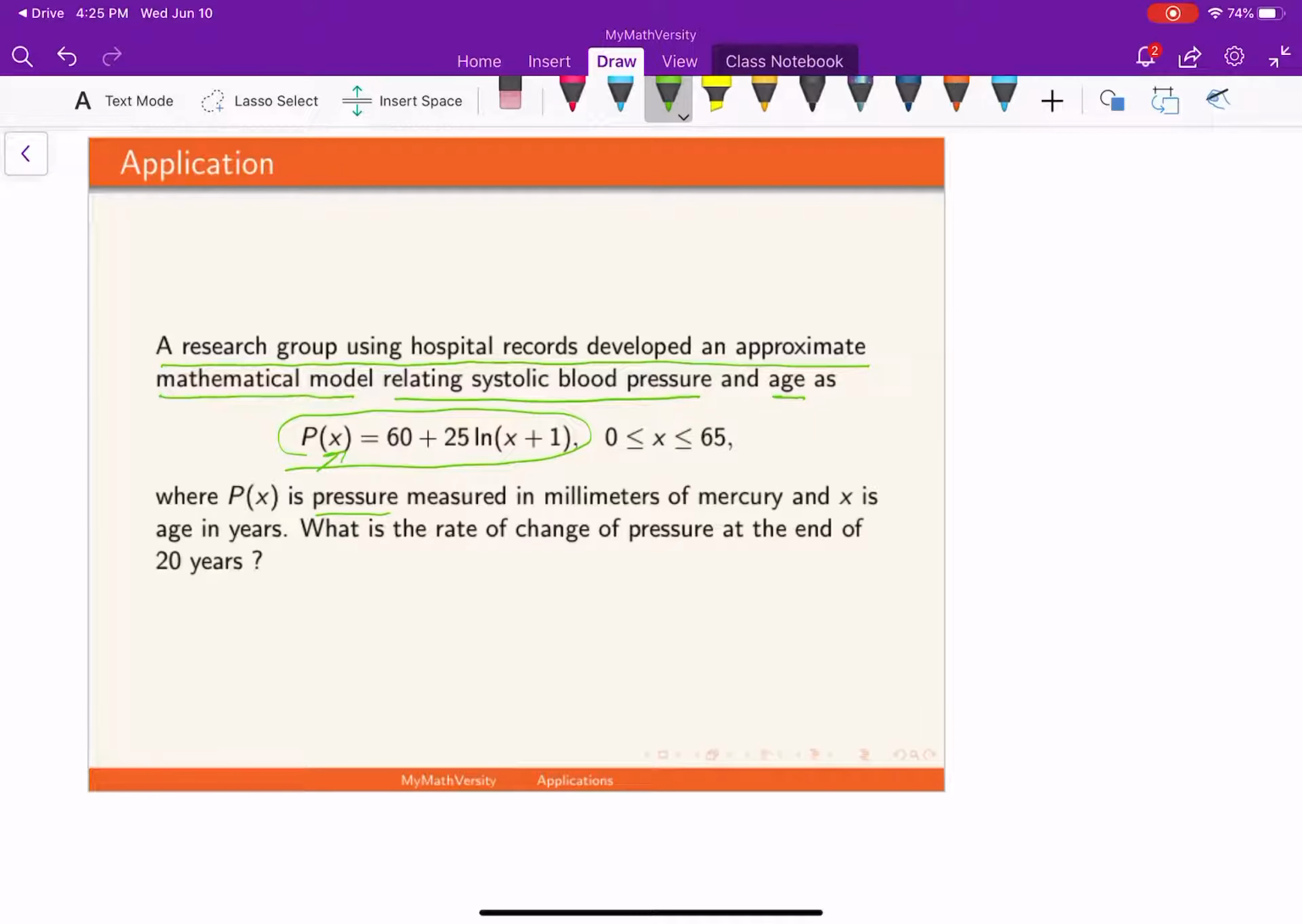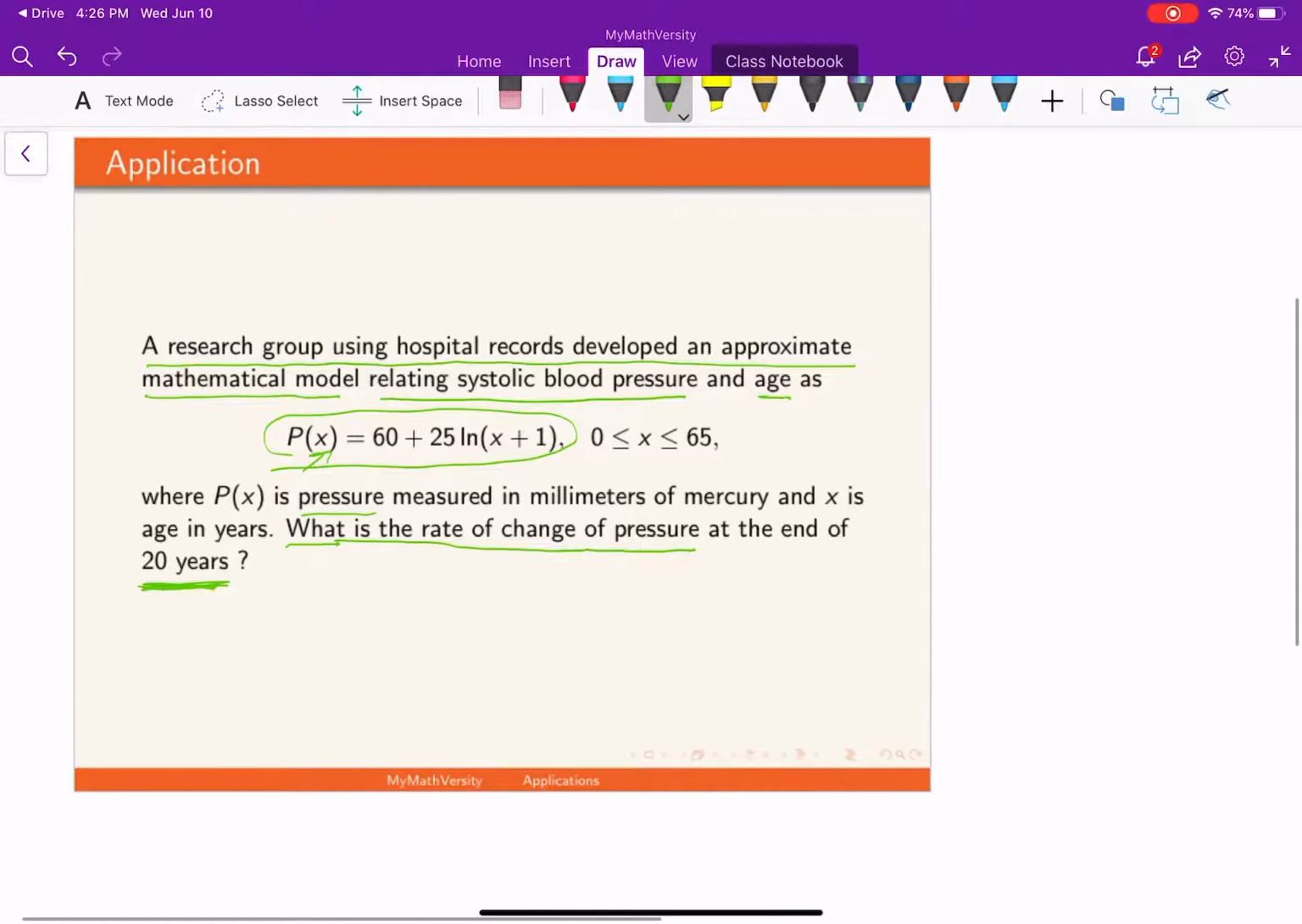We have some formula given, which is a relationship between the blood pressure and the age. But what is the question here? The question begins here: what is the rate of change of the pressure? So that's what you need to figure out. You need to figure out the rate of change of the pressure at the end of 20 years. That is the main question.